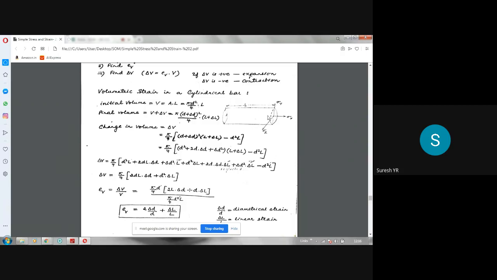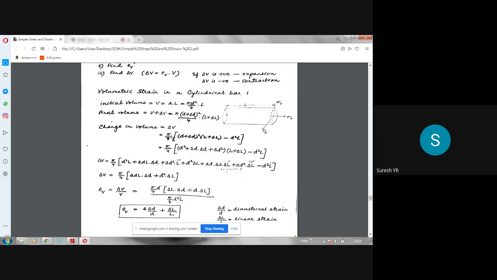So what happens due to that elongation, due to that tensile stress? There will be change in length. So L becomes L plus delta L. Diameter becomes D plus delta D. So both will change. Length also will change. Diameter also will change. So in the place of D, we have to take D plus delta D. In the place of L, we have to take L plus delta L. In the place of V, it becomes V plus delta V.